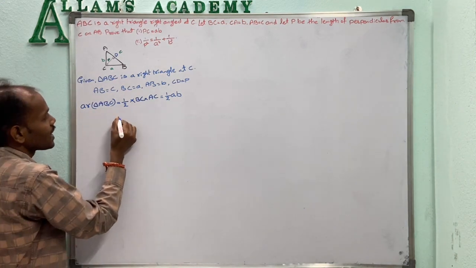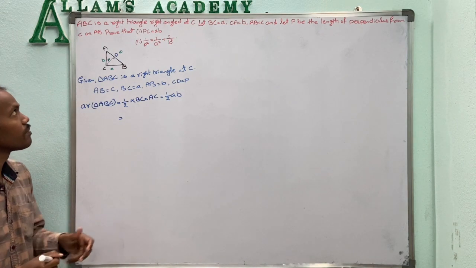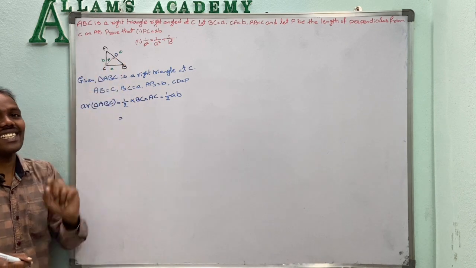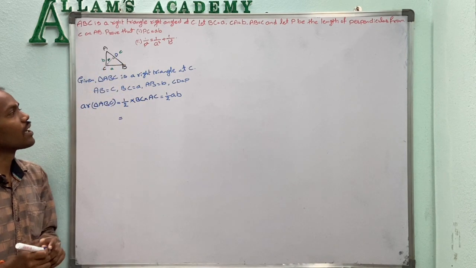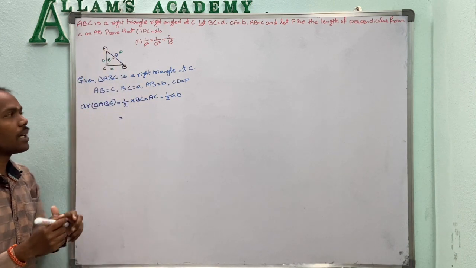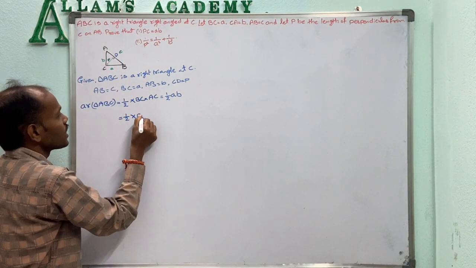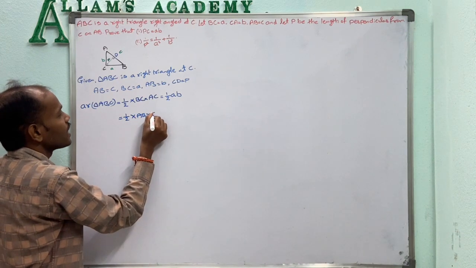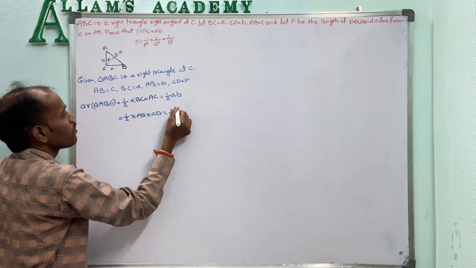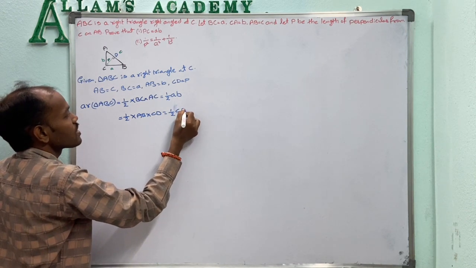If we take the area of triangle ABC, now if we take CD as height, then how do we calculate? The base is AB, so half into base AB into height CD, that is nothing but half AB into CD. So AB is c, so half c p.